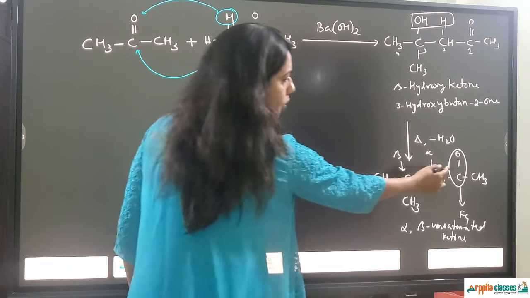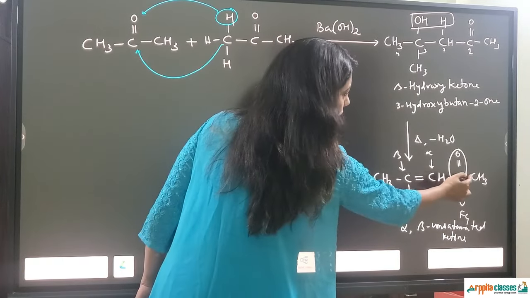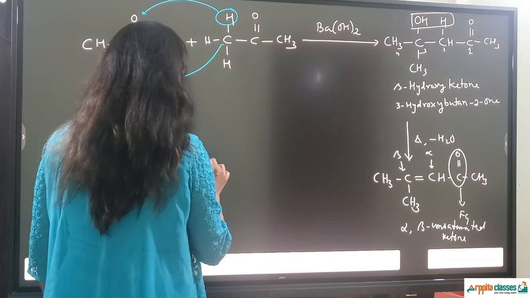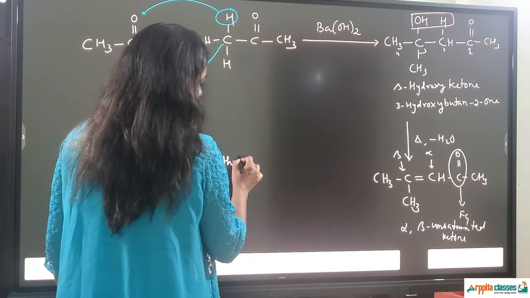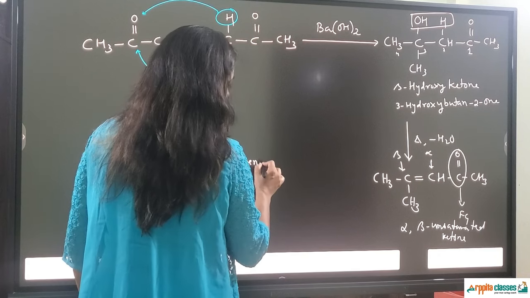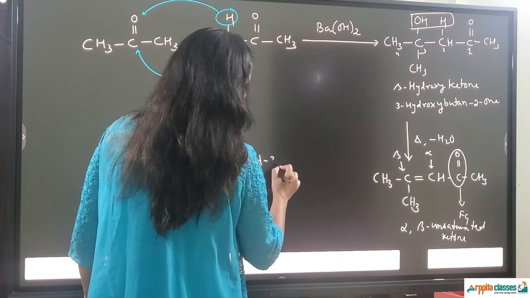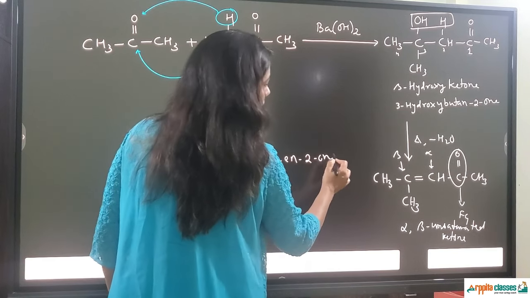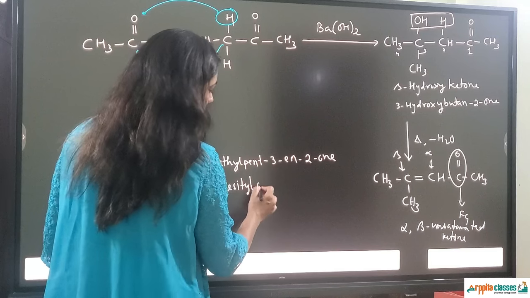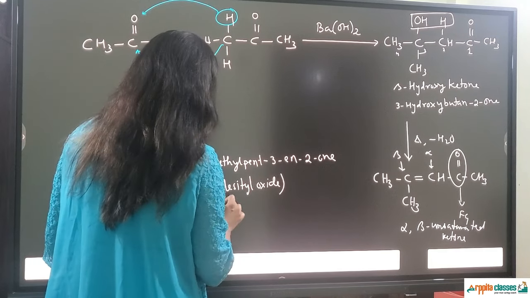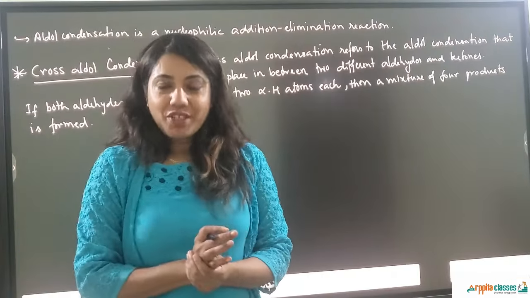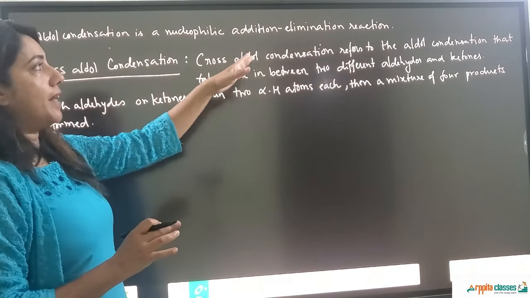And then you can write down the IUPAC name. It is 1, 2 and 3, and altogether 1, 2, 3, 4 and 5. And this is 1, 2, 3 and 4. So 4-methyl pent-3-en-2-one. This is the IUPAC name. The common name is mesityl oxide. So as I mentioned, aldol condensation is a nucleophilic addition elimination reaction.